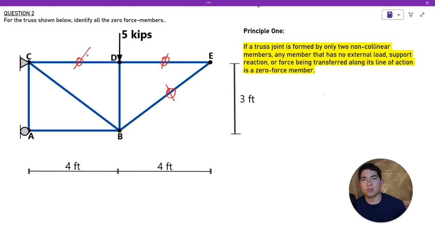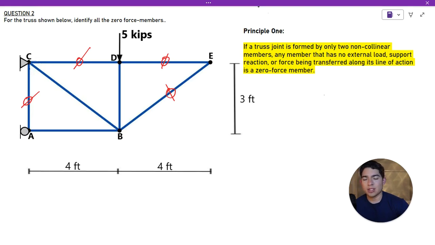We have one more zero force member on this truss. In this case, if we take a look at joint A, we have another case where a joint is formed by two non-collinear members. So in this case, member AB is going to have this reaction force from the roller, the horizontal reaction, acting through it. So that is not going to be a zero force member. However, member AC does not have a reaction or an external force acting through it. So that is going to be our zero force member at this joint.